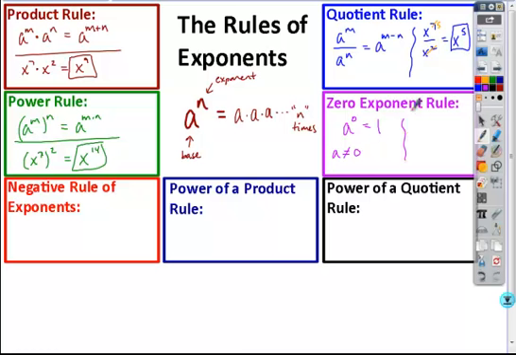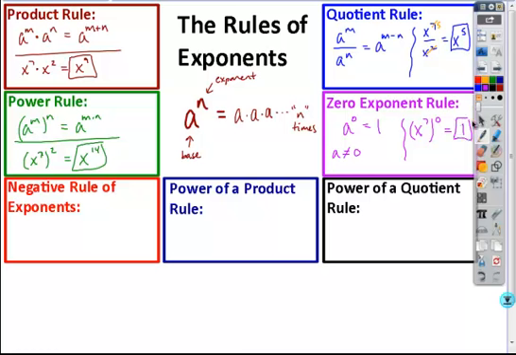So if you have x to the 7th all to the 0, you can use the power to a power rule. You get x to the what? Power to power, you multiply, x to the 0, and x to the 0 has a value of 1.